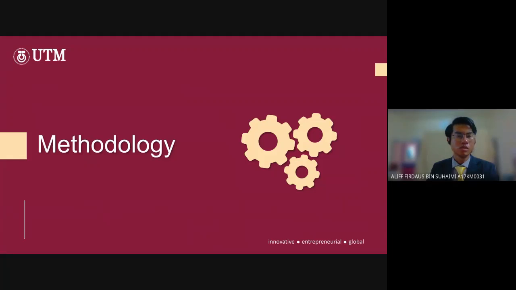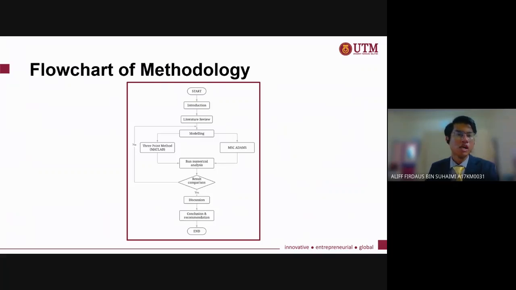Then I will proceed to the methodology. Okay, this is the flowchart of my methodology, which is the flow of my research. First, I will go to the introduction and then the literature review.